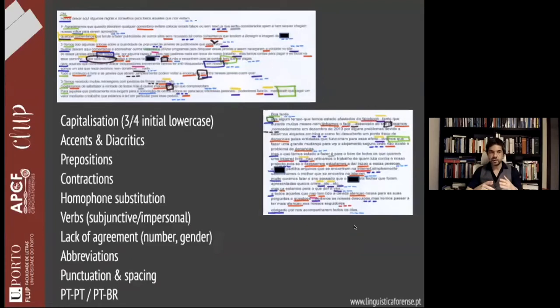There was a lot of homophone substitution. There was confusion with verbs, verb tenses, subjunctive and impersonal. There was lack of agreement in number or gender, and the abbreviations used were the same. Punctuation and spacing were used erratically, and interestingly, both texts were written in European Portuguese for the most part, and every now and then there were bits of text written in Brazilian Portuguese. Now, this raised an interesting question, which is that we wondered how part of the text was Brazilian. So my guess was that there was a group of people producing the texts, and that group included at least one Brazilian. And that's how most of the texts were written in European Portuguese, and every now and then there were texts in Brazilian Portuguese.